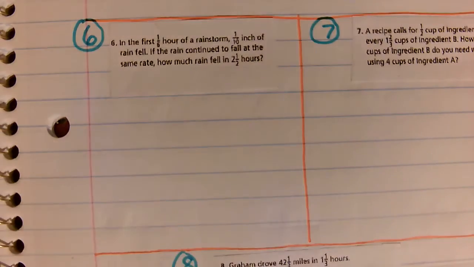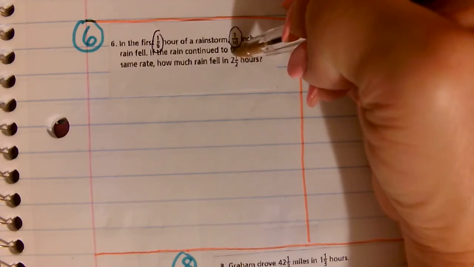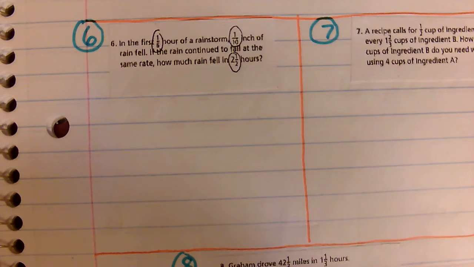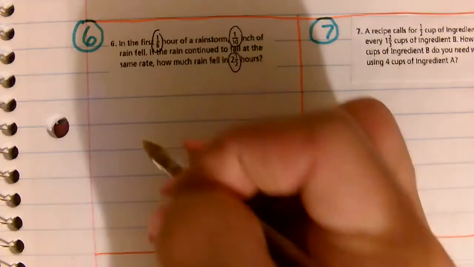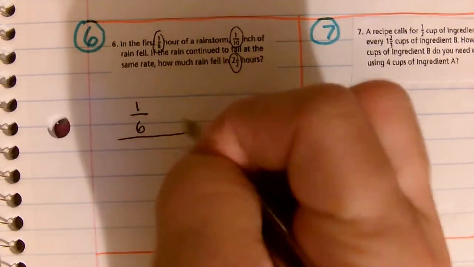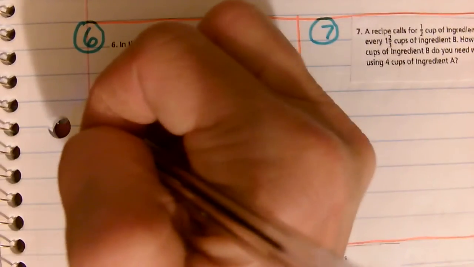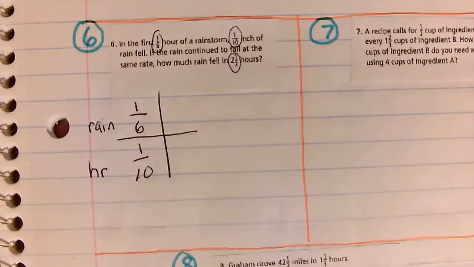Number 6. Let's circle some important information. We have a piece of information here, and here, and here. Okay? So it says in the first 1/6 hour of a rainstorm, 1/10 inch of rain fell. If the rain continued to fall at the same rate, how much rain fell in 2 1/2 hours? Okay. So 1/6 of an hour, 1/10 of an inch. I'm going to label this rain and this hour. Okay?